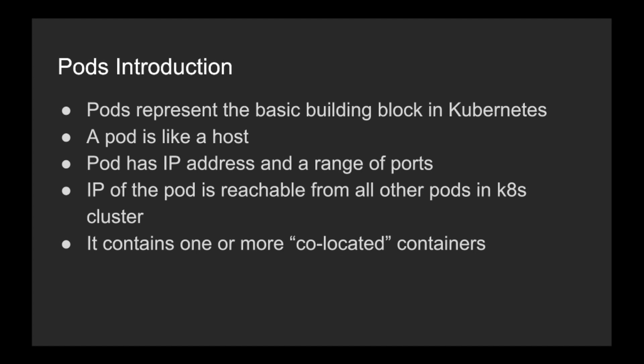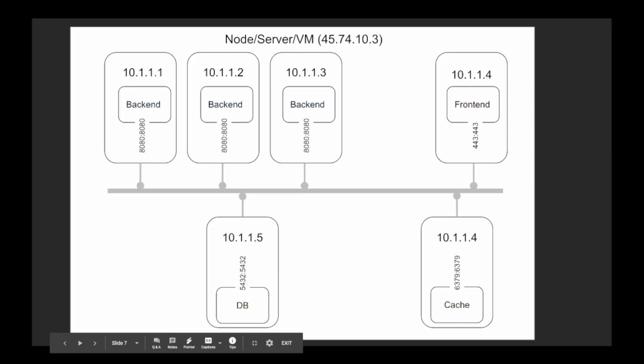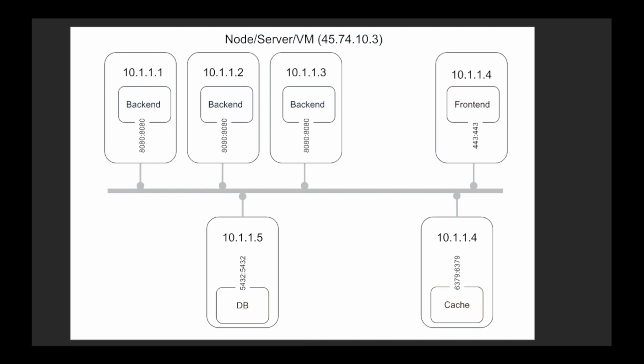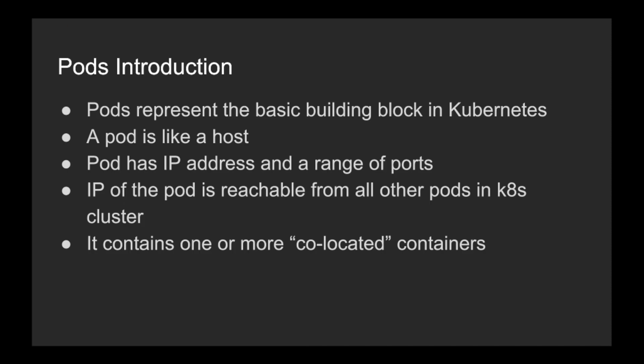A pod is like a host because it has an IP address and a range of ports, and we map the port of the container to a port on the pod. Another important thing to notice is that the IP address of a pod is reachable from all other pods in a Kubernetes cluster. So if you see this diagram, the networking layer is a flat structure; any pod can call another pod.